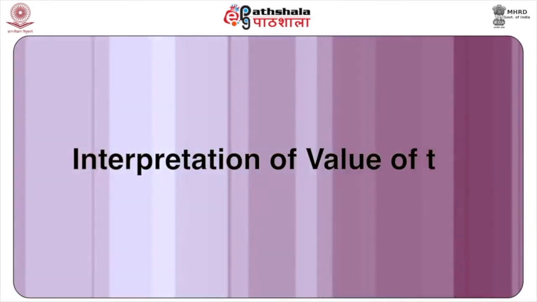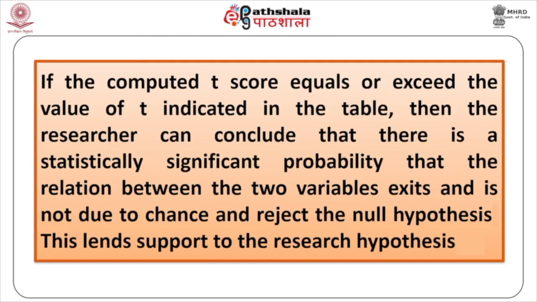Interpretation of the value of t. If the computed t-score equals or exceeds the value of t indicated in the table, then the researcher can conclude that there is a statistically significant probability that the relation between the two variables exists and is not due to chance, and reject the null hypothesis. This lends support to the research hypothesis.